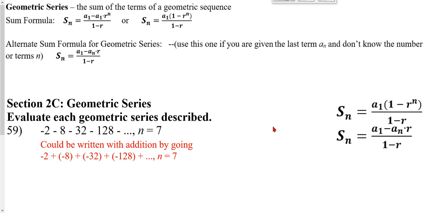Now, if we started adding geometric sequences together, putting plus signs in there instead of commas, we would end up getting a geometric series. Remember, a series, you're adding terms together. Now, we have a couple of formulas that we can use to find the sum of a geometric series.